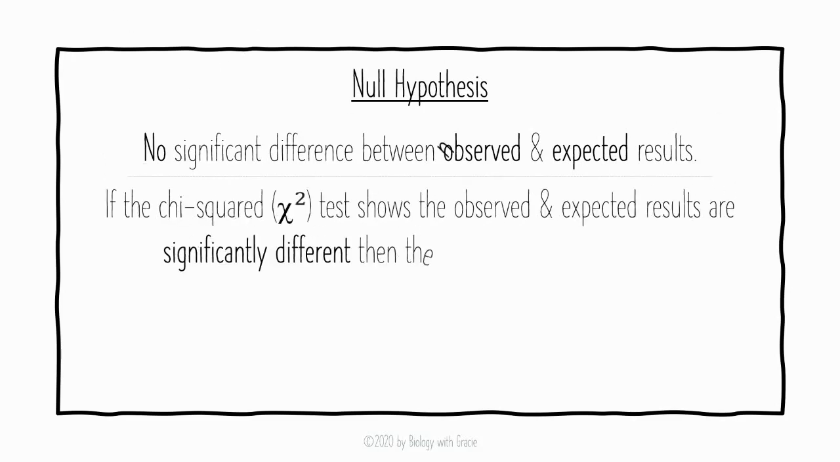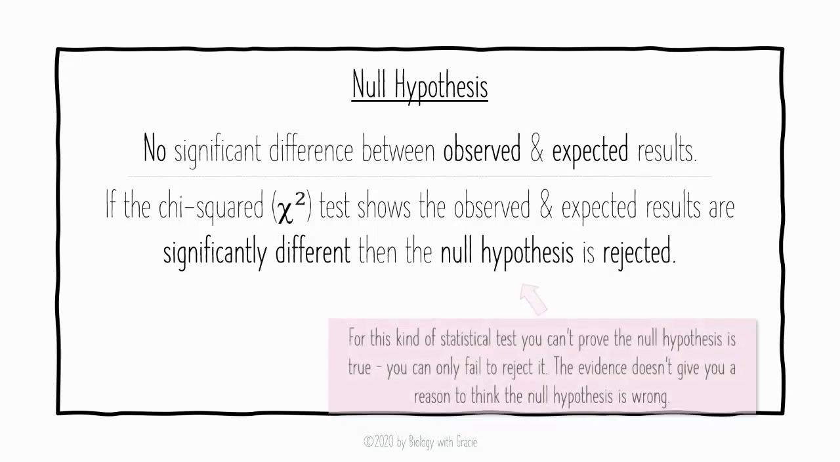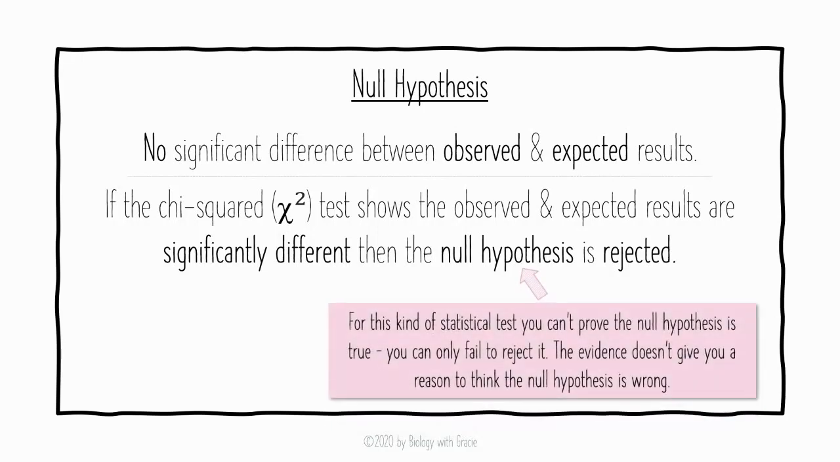So if the chi-squared test shows that the observed and expected results are significantly different, then the null hypothesis is rejected. So for this kind of statistical test, we can't prove that it's true, or we can't accept it. We can only fail to reject it. So unfortunately the evidence doesn't give a reason to think the null hypothesis is wrong, but it can give some evidence to reject it. So we're going to go through how the chi-squared test is carried out and how we can get to this conclusion.